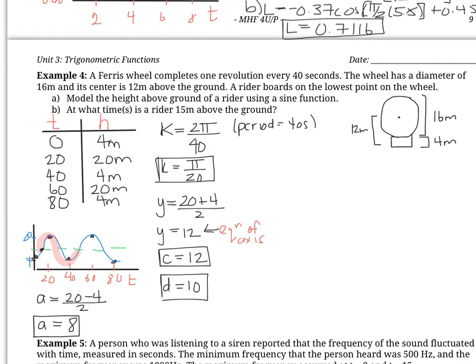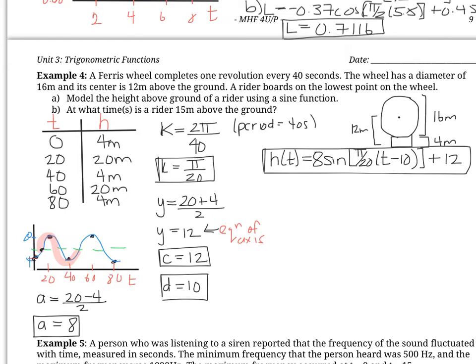So now we can put it all together into an equation. So let's start with h, that's our y. H at t is going to be equal to, our a value we know is 8. We have to use a sine function because it asks us for that. Our k value was pi over 20. And then our x value, instead of x, we have time. There's a shift to the right of 10, so we're going to put minus 10 and then a shift up 12. So there is our equation.